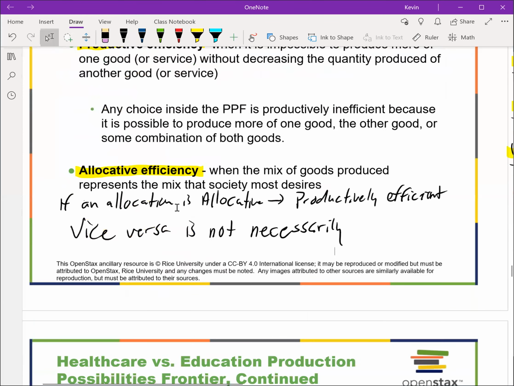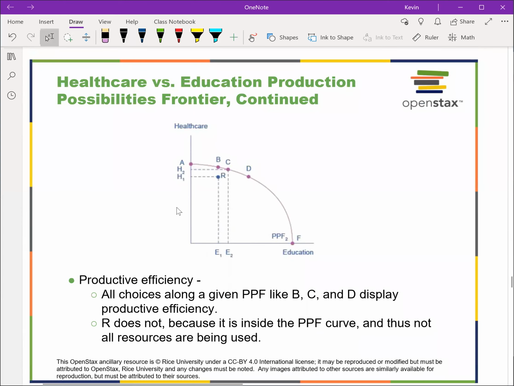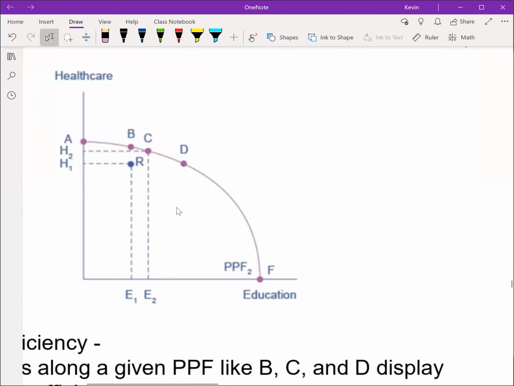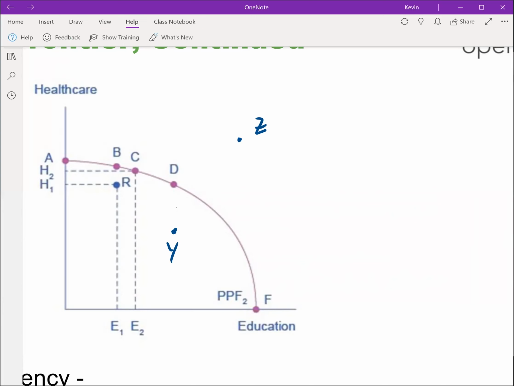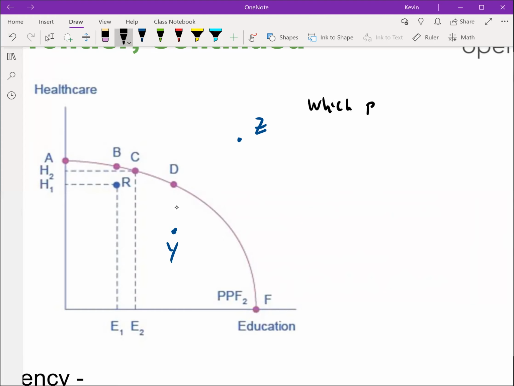So from a graphics perspective, we might say, well, what's going on and how do we know which points are what and what does this all look like graphically? So in addition to the points on our graph already, I'm going to add two of them, point Y and point Z. And two questions that we may come up with. The first is, which points say have productive efficiency?